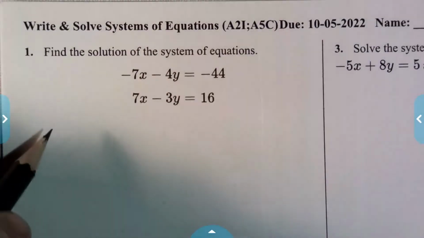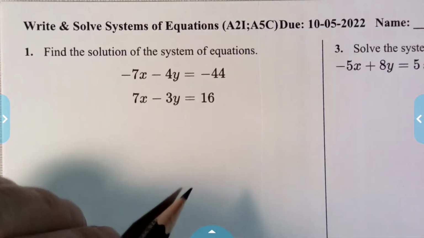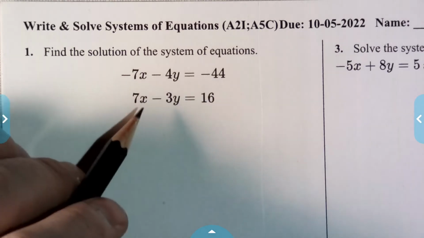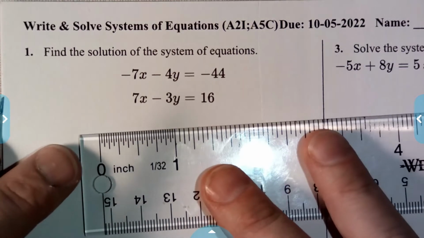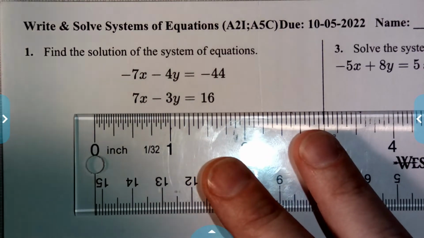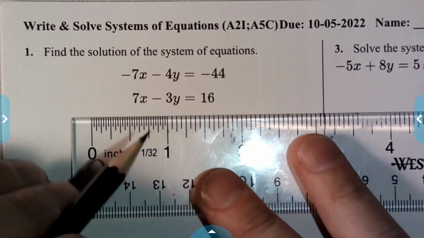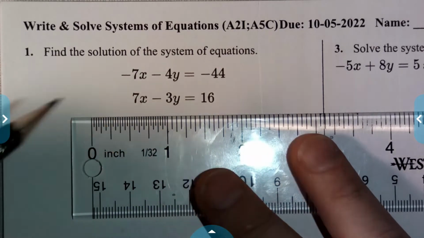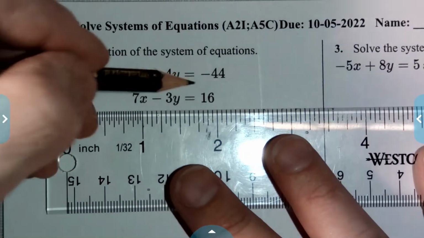However, we don't have a graph this time. So how do we solve for x and y of the intersection point of these 2 lines without having a graph? There's a variety of methods that we can use. The 2 primary ones are called substitution and elimination. And the one that makes the most sense here is elimination, specifically elimination by addition. Let me show you exactly what I mean.